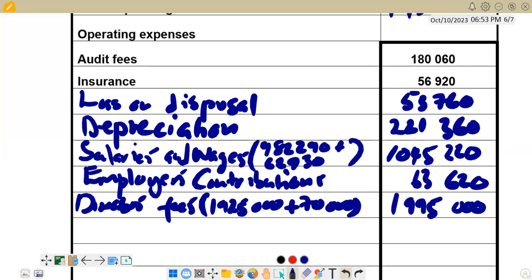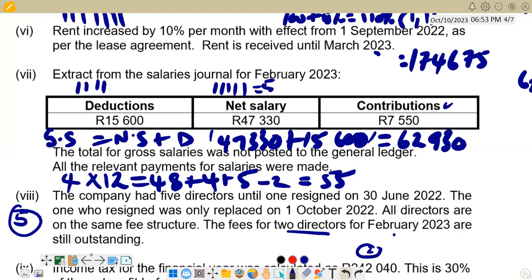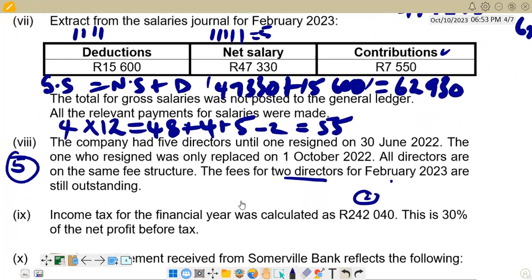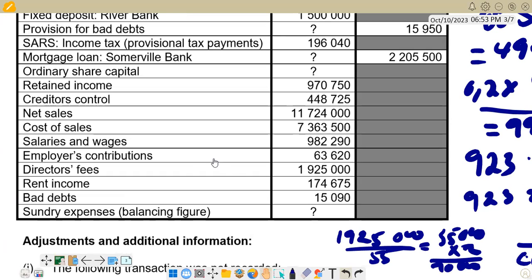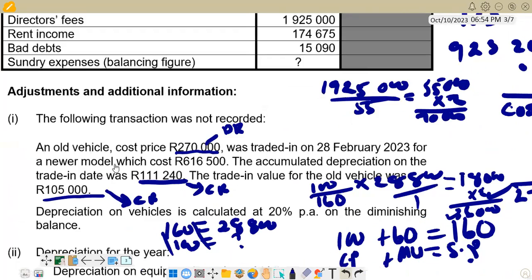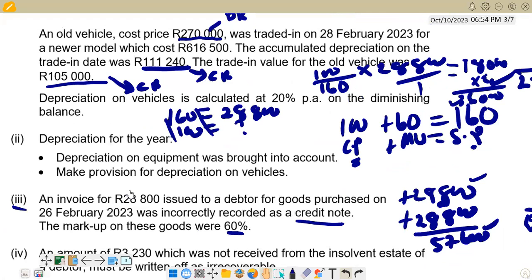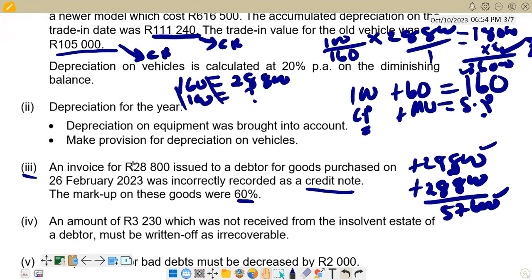We go back again to check what other expense we have there. So after director's fees, we go back to the list of balances to check there. We have got rent income, which is an income. We have got also bad debts. But for the bad debts, we have something to do with bad debts in the additional information. Remember, in the bad debt, we've got item. Let's go down. Item 4.